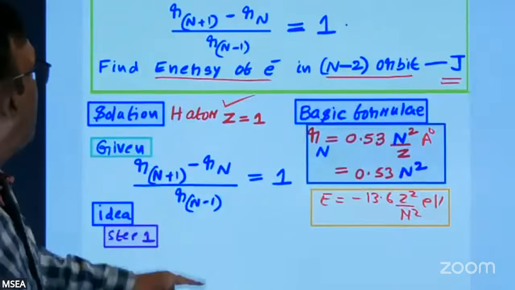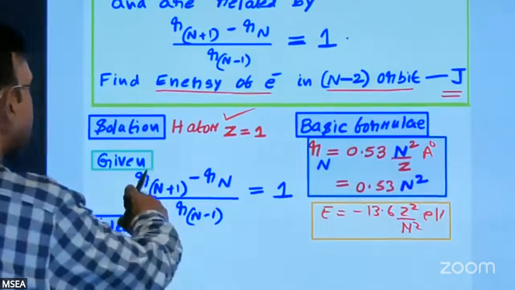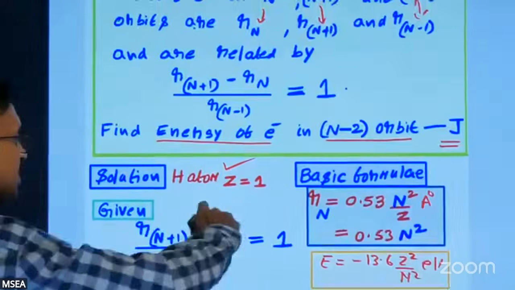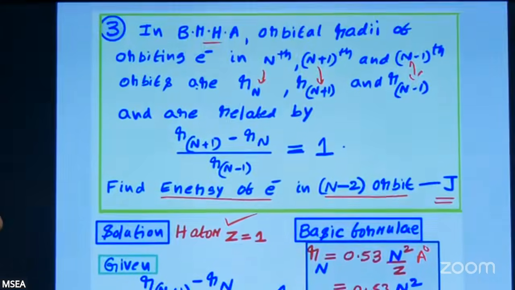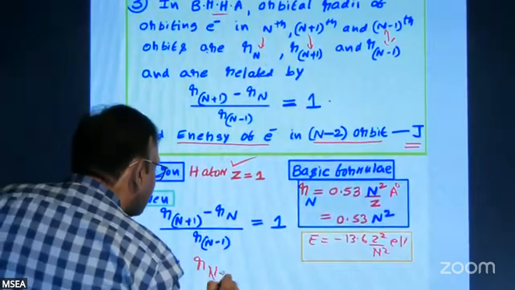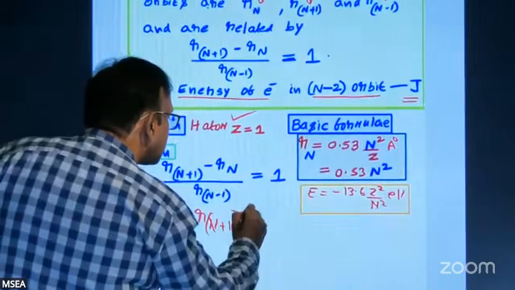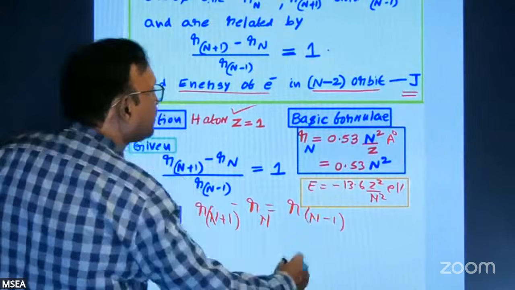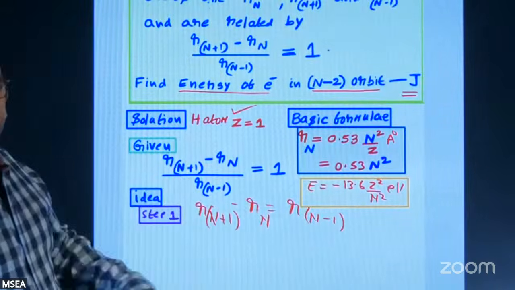You shouldn't be frightened. From this particular equation that is given, (R_{n+1} - R_n)/(R_n - R_{n-1}) is 1. You just cross multiply. So what you get is: radius of electron in the n plus 1th orbit minus radius of electron in the nth orbit is the radius in the n minus 1th orbit, naturally.